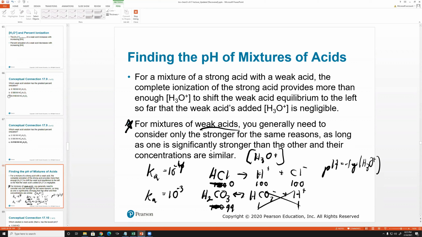So you can do this for acid number 1, and you can do this for acid number 2, given their conditions. And then you can just add up the H3O pluses from each acid dissociation in order to get the pH. And then you take the negative log of that. So that's how you do the pH for a mixture of two or more weak acids.